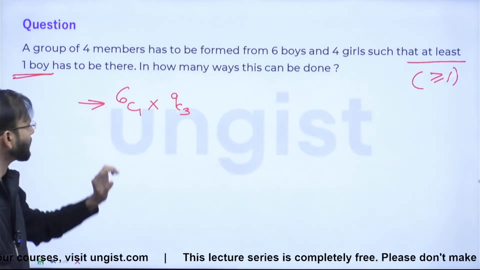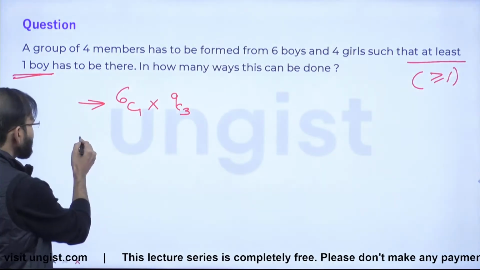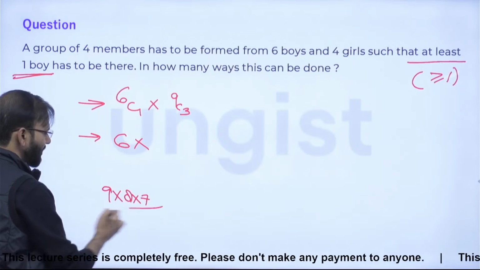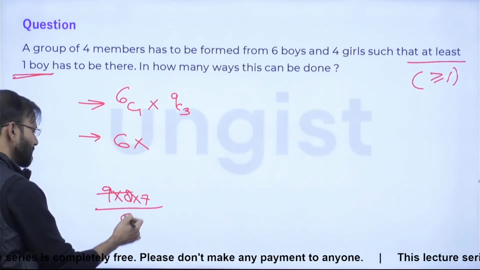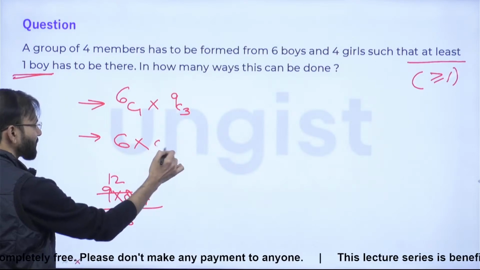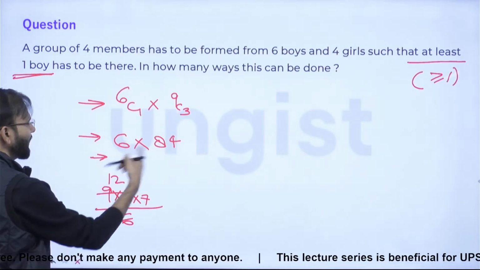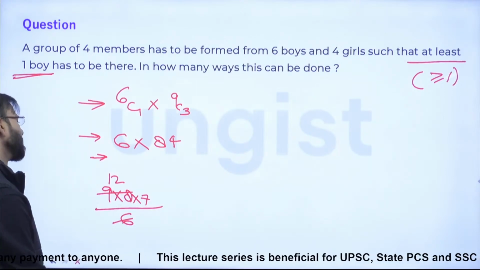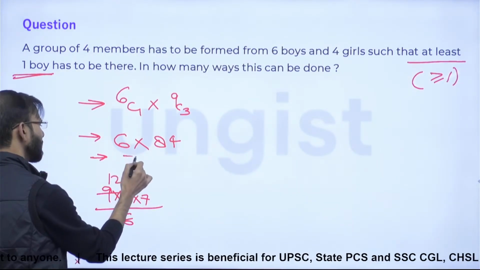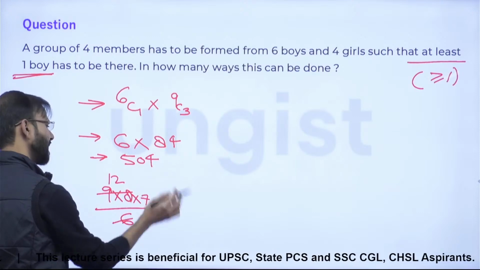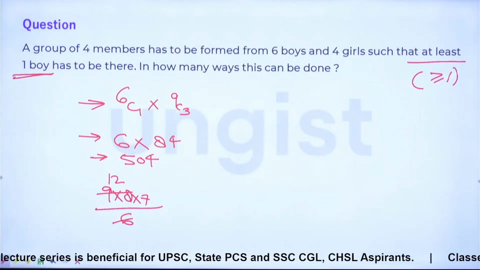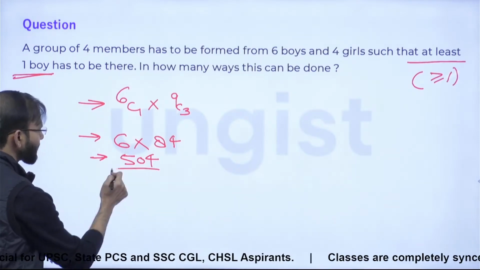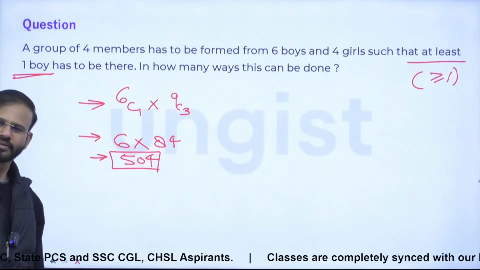So, can you tell me, see, 6C1 is 6, 9C3 is what? 9 into 8 into 7 divided by 6, right? So this is 72, 72 by 6 is 12, 12 into 7 is 84, right? 84 into 6. This will be 504. Yes, sir. 504, right? Everybody, it is clear. So when we are using this process, we are getting the answer as 504, correct?